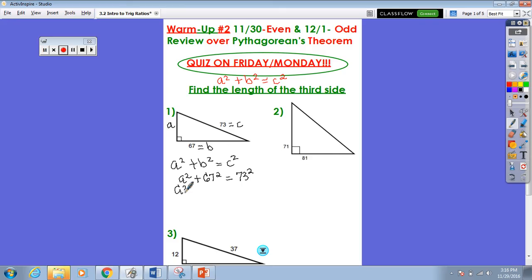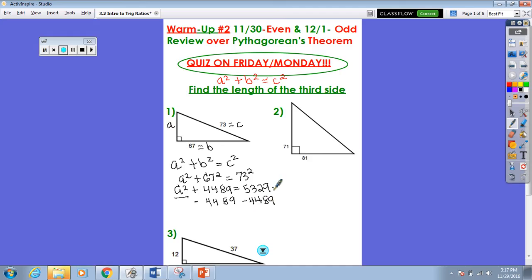a squared plus 4,489 equals 73 squared, which is 5,329. Alright, now I need to get a by itself, so this gets to stay. That means 4,489 needs to move to the other side, and I have to subtract in order to solve. So I'm subtracting this number on both sides.